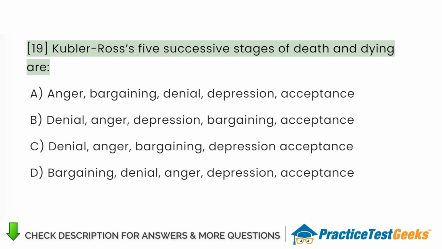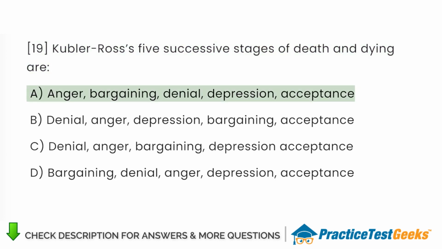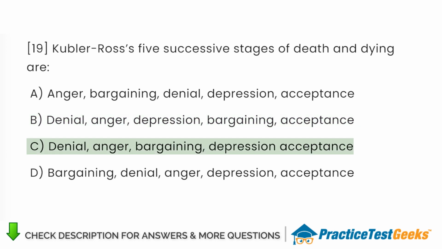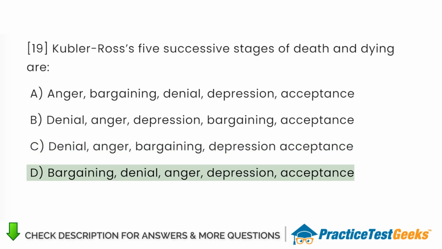Kubler-Ross's 5 successive stages of death and dying are: A. Anger, bargaining, denial, depression, acceptance. B. Denial, anger, depression, bargaining, acceptance. C. Denial, anger, bargaining, depression, acceptance. D. Bargaining, denial, anger, depression, acceptance.